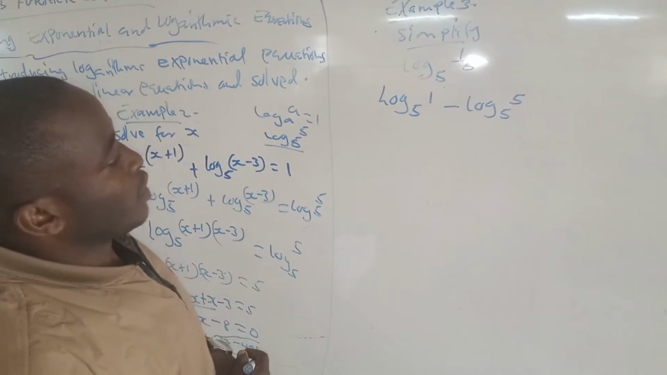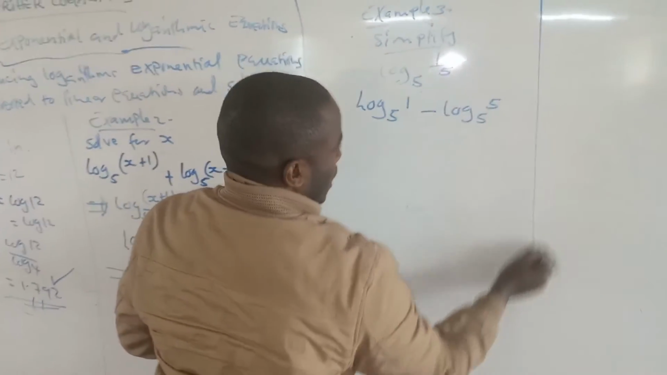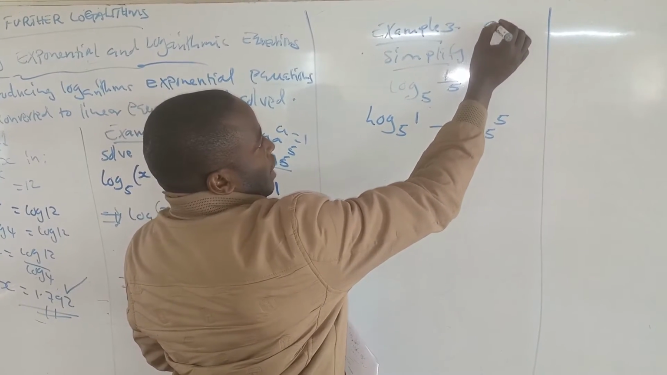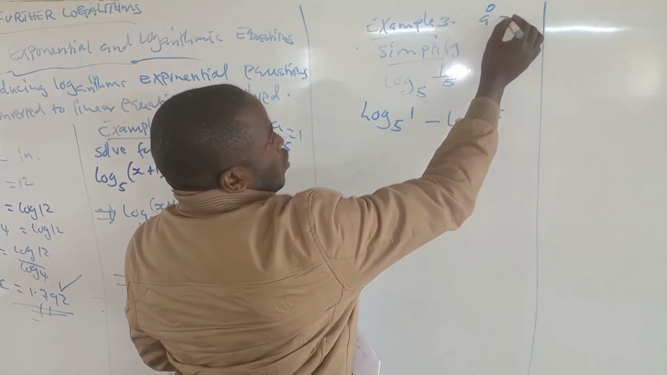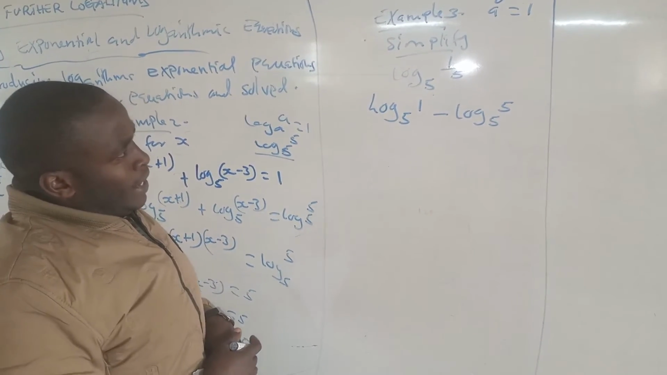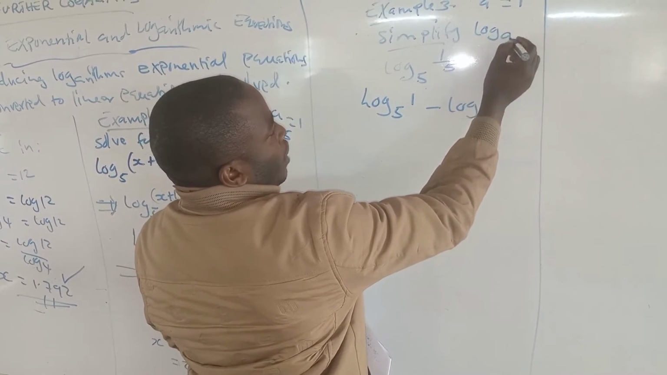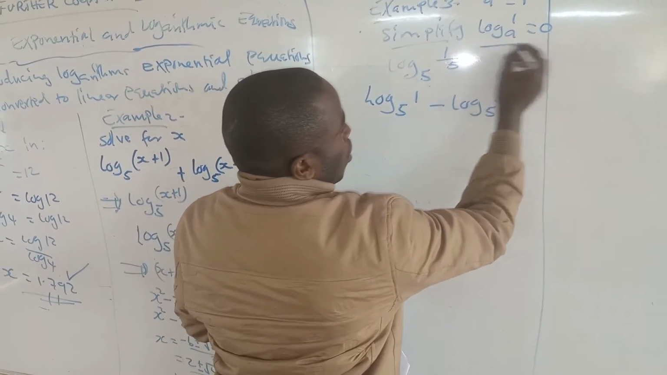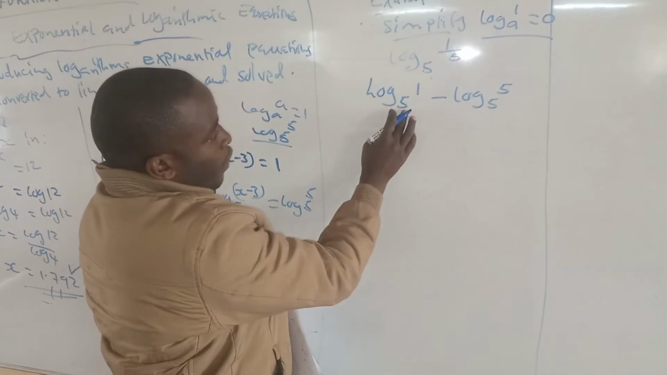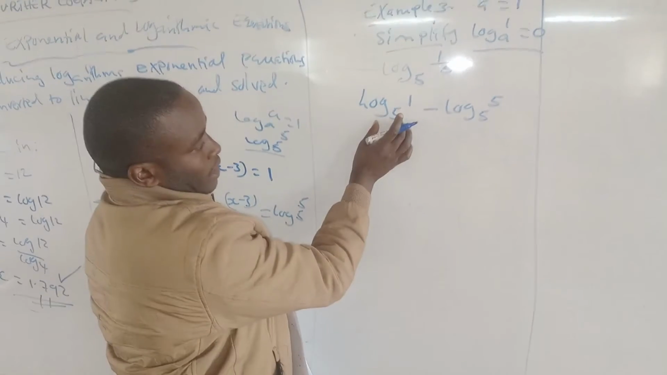Now there are some things that you need to note. When we talk about indices, a raised to the power of 0 is 1. Therefore, if we write this in logarithm form, log of 1 to base a equals 0. So log base 5 of 1 gives you 0. I know the majority of the students cannot note that.